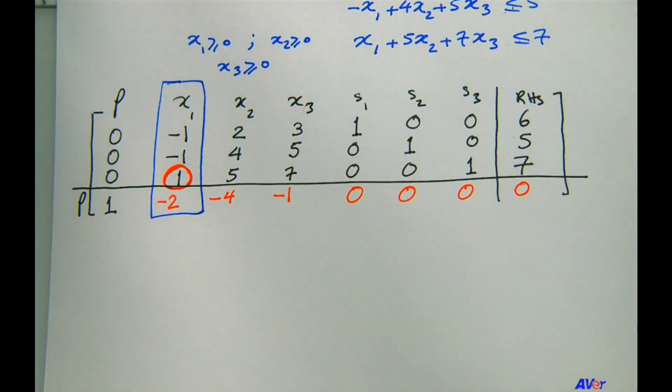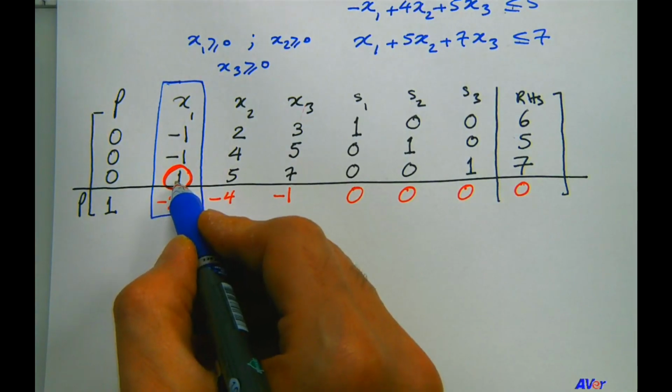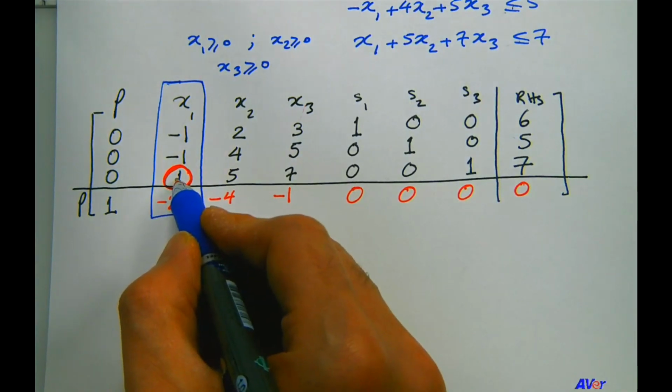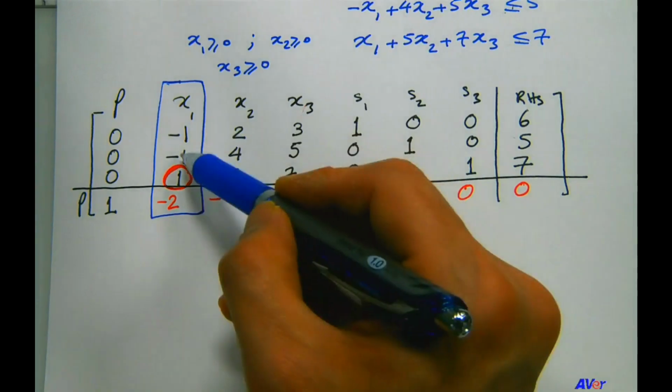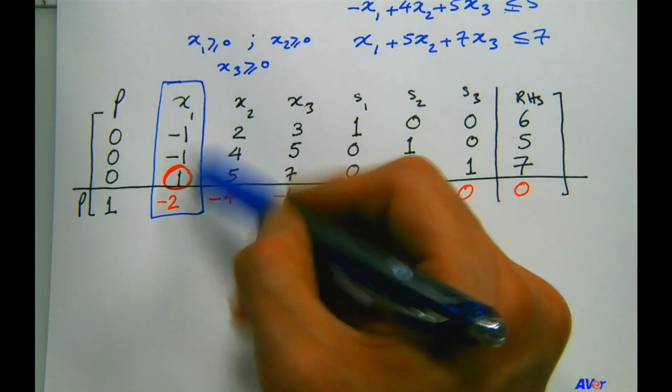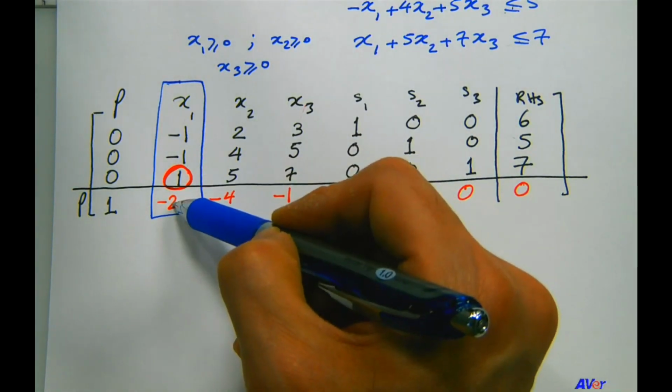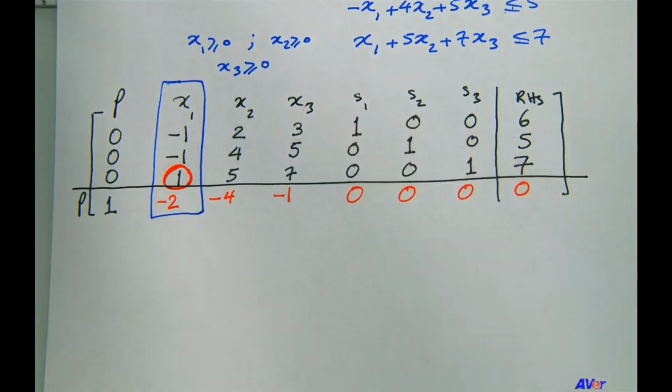And so we don't even need to convert it to 1. Fortunately, it's already 1, right? So we don't need to do anything to this. But we need to convert the -1, -1, and -2 to zeros. Okay, that's what we need to do next.